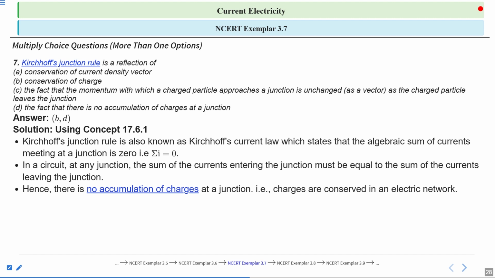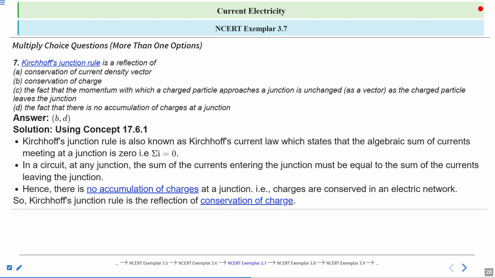Here there is no accumulation of charges at the junction. Charges are conserved in an electric network. The amount of charge in a particular time interval is the same for charges entering the junction and charges leaving the junction. So Kirchhoff's junction rule is a reflection of conservation of charge, which means there is no accumulation of charges at the junction.